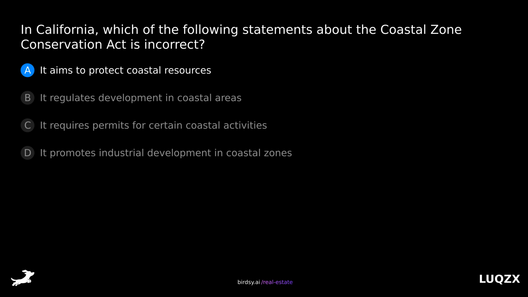Is it A, it aims to protect coastal resources? B, it regulates development in coastal areas? C, it requires permits for certain coastal activities? Or D, it promotes industrial development in coastal zones? The answer is D, it promotes industrial development in coastal zones.